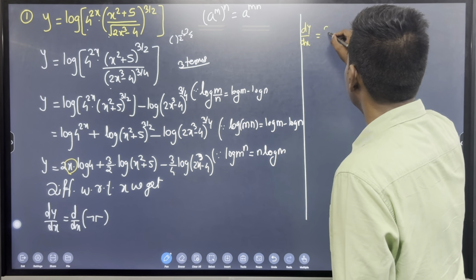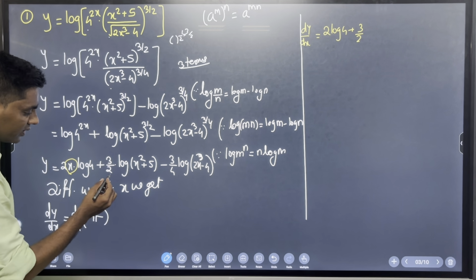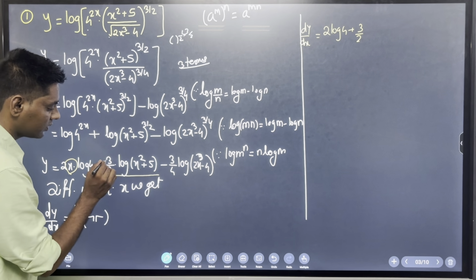Next plus 3 by 2. The question is very easy. In this term, when we observe that 3 by 2 is our constant, we write the constant as it is. And after that, whenever there is a log, what is the derivative of log?